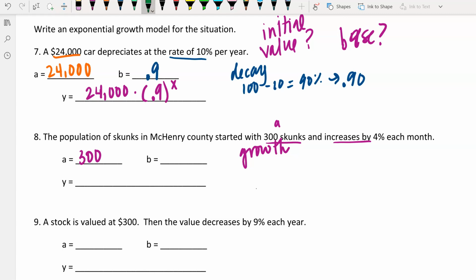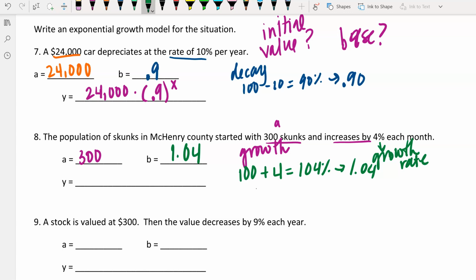Now we need to talk about our B, our exponential base. We are given a growth rate. I'm just labeling because this is what we've been talking about. This is growth rate. To find our base, we take 100% plus 4 and we get 104%. Change that to a decimal, and that's our base, 1.04. Then to write our equation for this function, we have our initial value times our exponential base raised to the x.